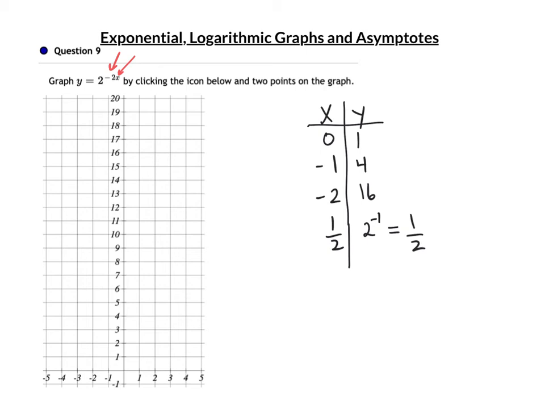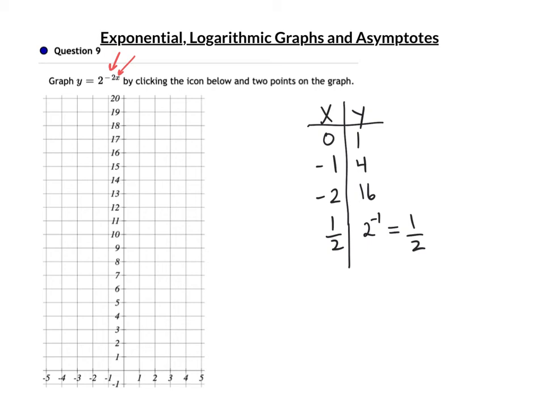Notice the values that I chose. 0, because that's easy. Negative 2 times 0 is 0, and 2 to the 0th power is 1. But then I chose some negatives because those would be easier to work with. Because when I plug in -1, -2 times -1 is +2, and it becomes 2 squared, which is 4. And when I plug in x is -2, -2 times -2 is +4, and 2 to the 4th is 16.